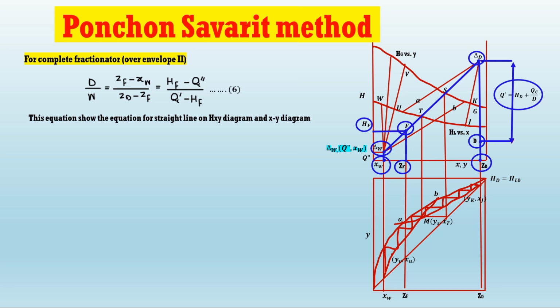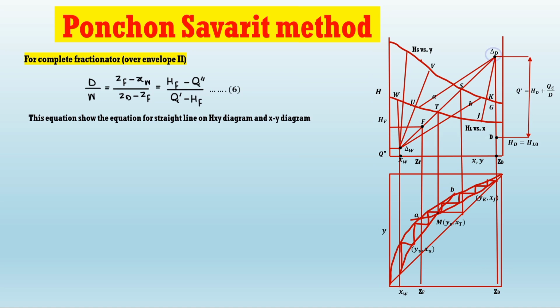Now, to draw the operating curve of the rectifying and stripping section, let's draw random lines from delta D, such as delta D J. If we project their intersection points on the composition diagram, we get the operating curve for the rectifying section, as we already discussed in the first part of this video. Similarly for the stripping section, let's draw random lines from delta W, such as delta W V. And like the rectifying section, if we project their intersection points on the composition diagram, we get the operating curve for the stripping section. This is explained in the second part of the video.